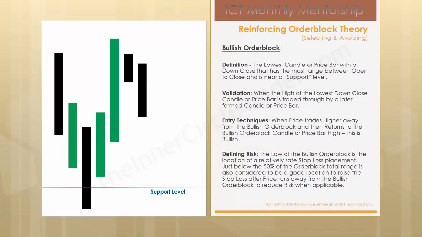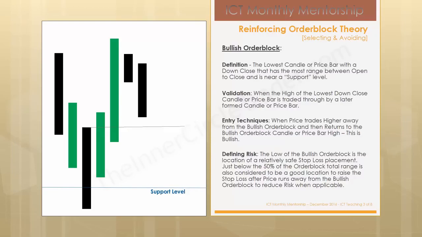We may end up using the wick, but I want your focus primarily on the bodies of the candles. And when we talk about wicks, I'm going to overlap order blocks with fair value gaps, because that's going to be the answer to many of your questions as it relates to when do we use the wicks and when do we use the bodies of the candles. But primarily, I want you focusing on the bodies of the candles when we're talking about order blocks as a whole.